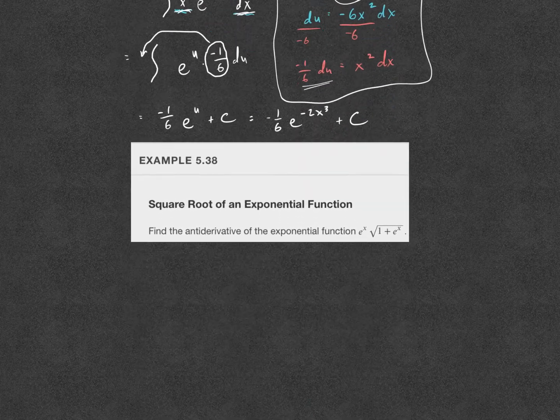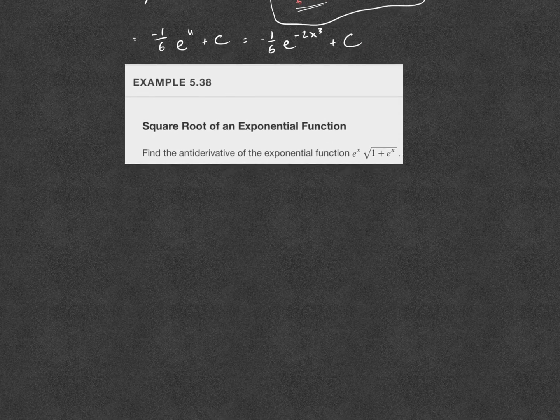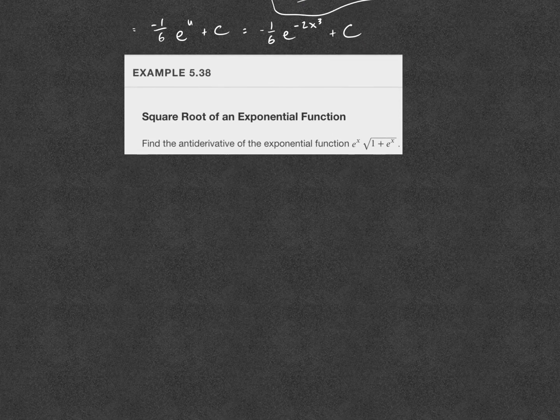I'm going to scroll down to the next one, find the antiderivative of this exponential function. So again, we are evaluating the integral of e to the x times the radical of 1 plus e to the x dx. All right, so we have e to the x both under the radical and outside of the radical, and in this one, our grouped expression is what we set u equal to. u equals 1 plus e to the x, not the square root of that. That would make things turn out terrible.